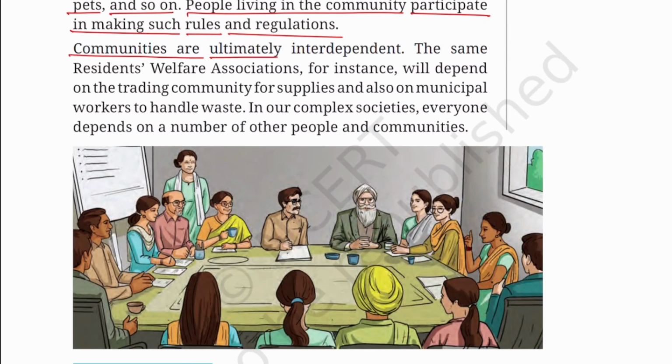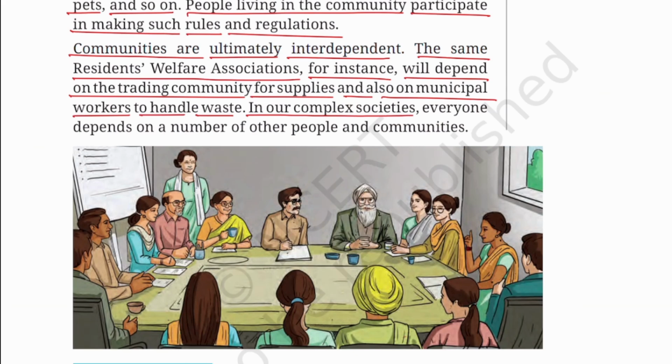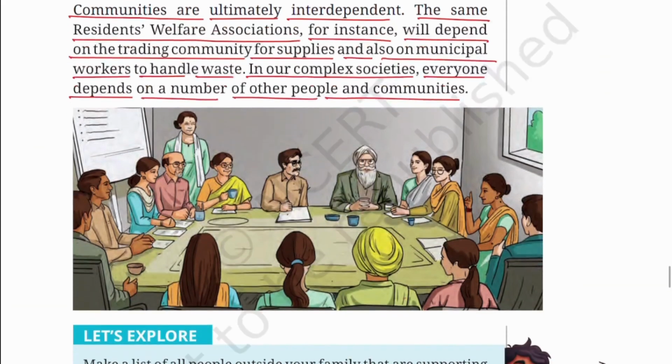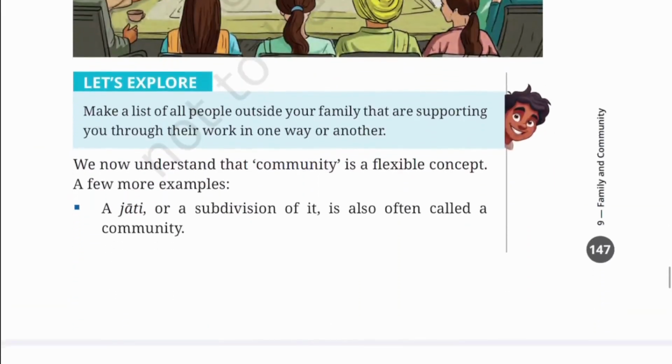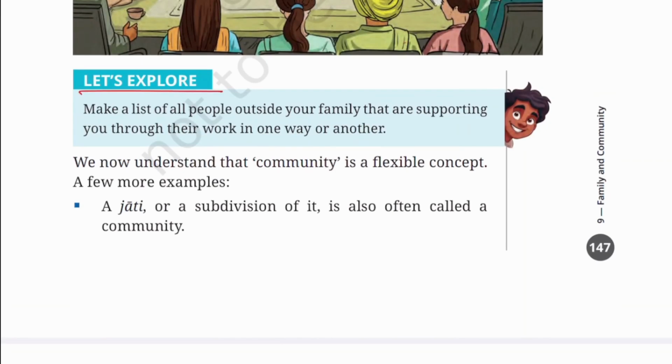Communities are ultimately interdependent. The same residents' welfare associations, for instance, will depend on the trading community for supplies and also on municipal workers to handle waste. In our complex societies, everyone depends on a number of other people and communities. Let's explore. Make a list of all people outside your family that are supporting you through their work in one way or another.